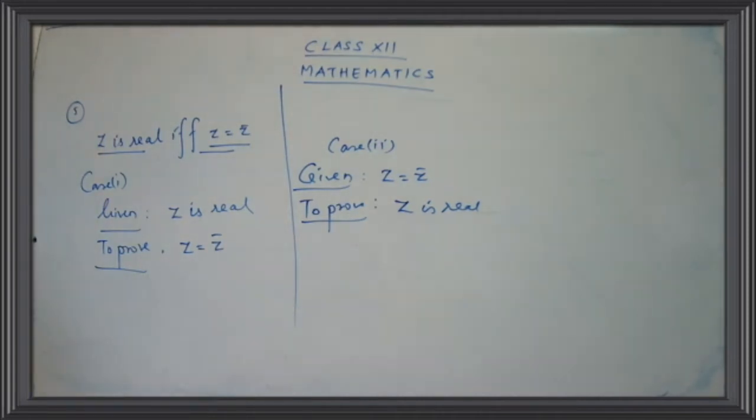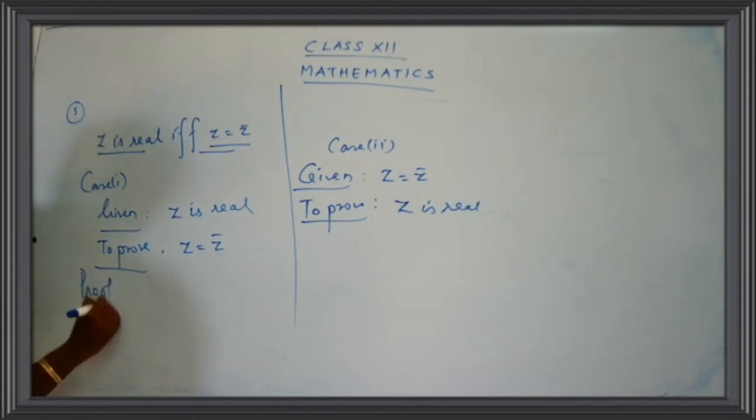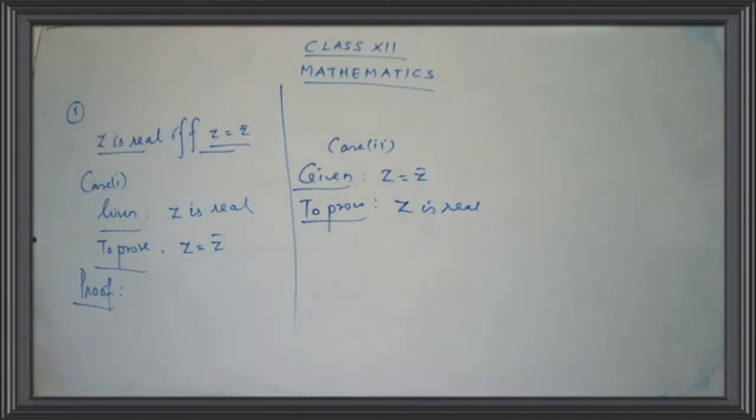Write down neatly, children. Take down the two proof part. Okay, so now we are going to start the proof part. So how are we going to start? What is given to you? Z is real. Yes. I'll start here.